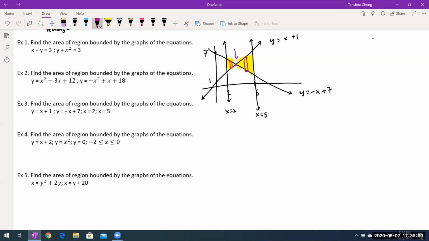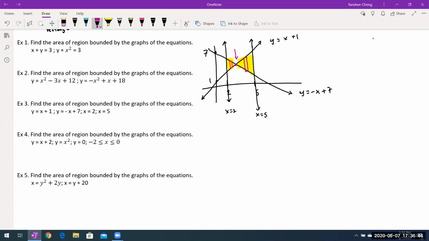On the little triangle, the height of the rectangle is the top function minus the bottom function, where the top function is y equal to negative x plus 7, and the bottom function is y equal to x plus 1. In the bigger triangle, the top function is y equal to x plus 1, and the bottom function is y equal to negative x plus 7. So you can see there is a difference in finding the height in each region. Therefore, we cannot formulate the area of the total region under one integral anymore. We have to break it into two integrals.